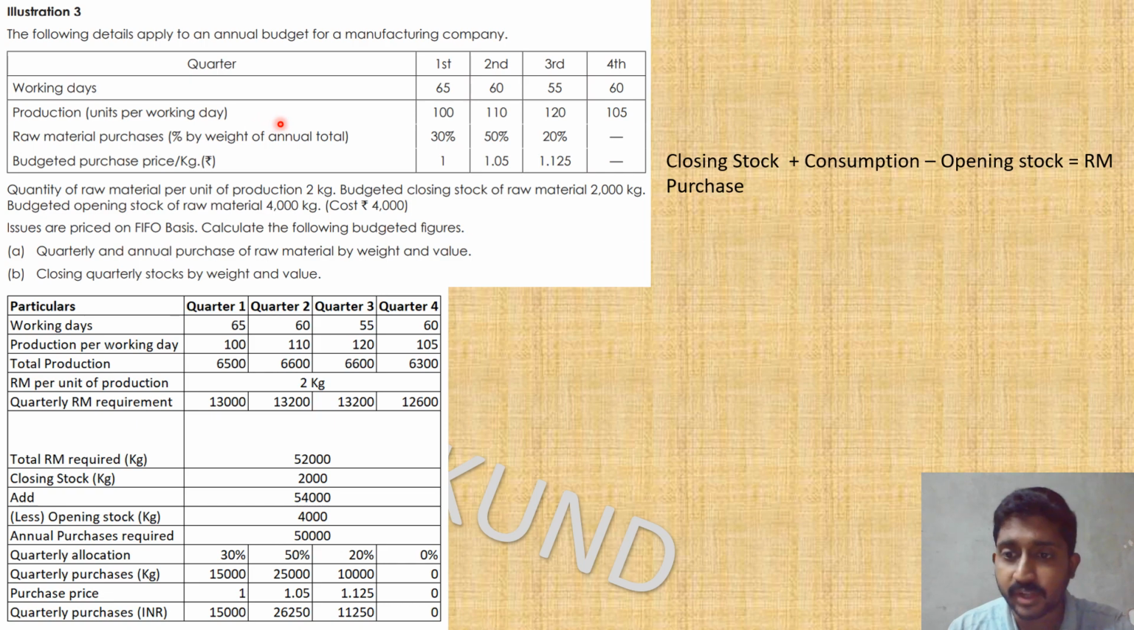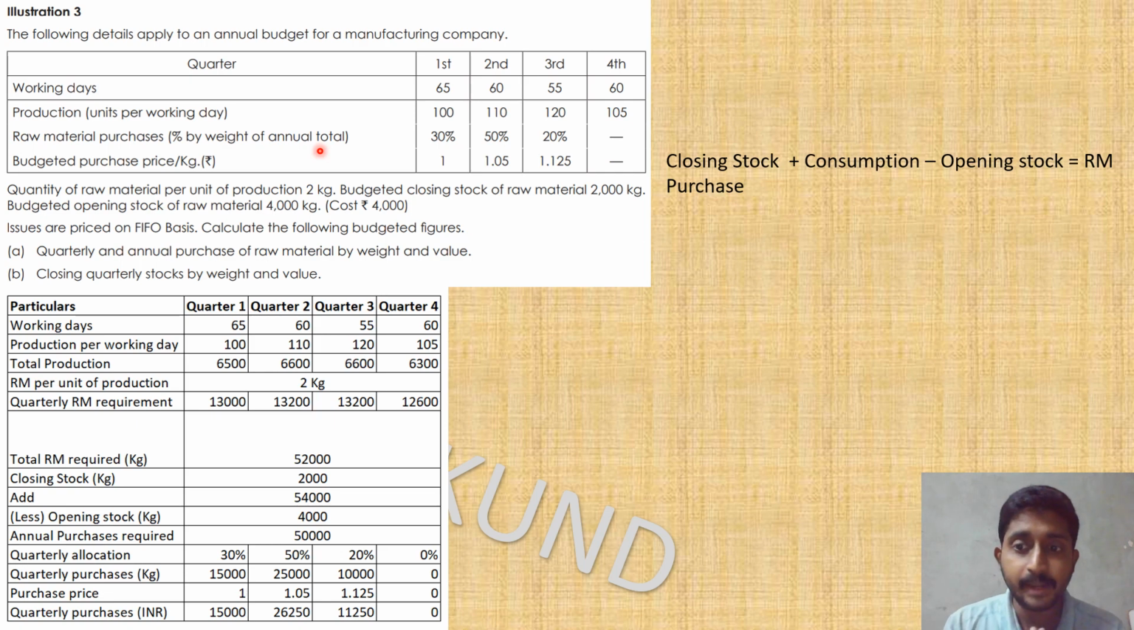Production units per working day. So guys, this is production per working day in that quarter, not the production quantity. Next, raw material purchases by weight, as a percentage by weight of the annual total.